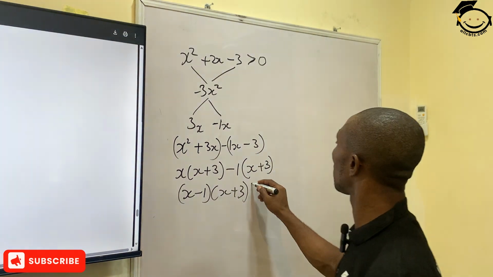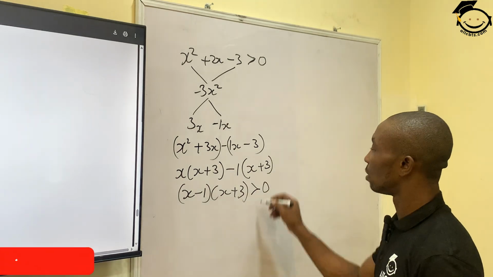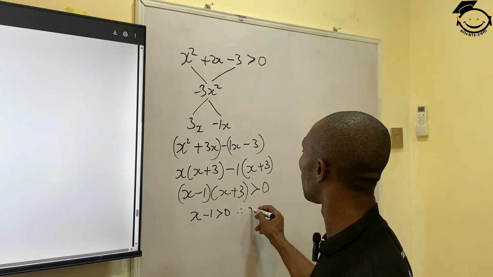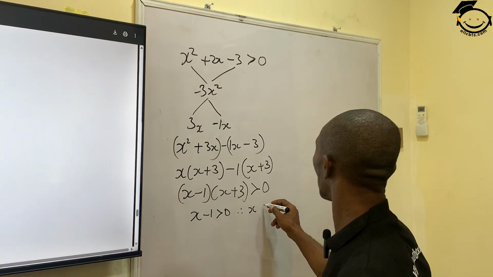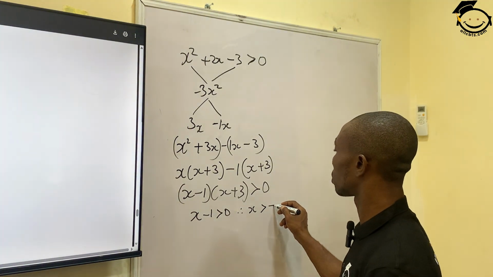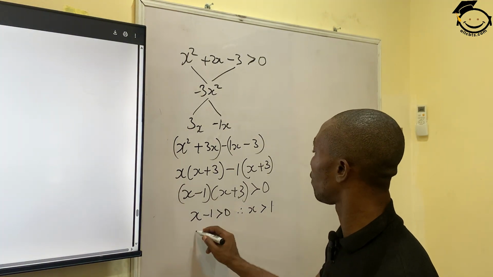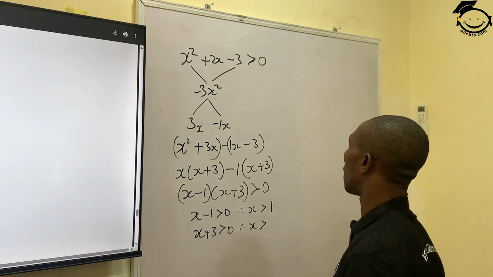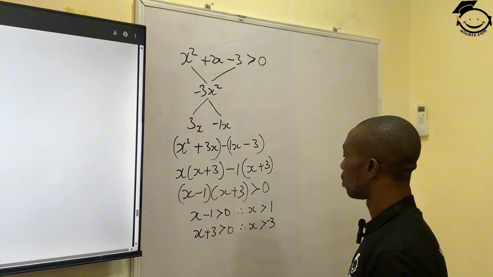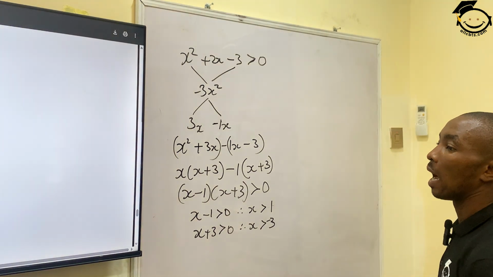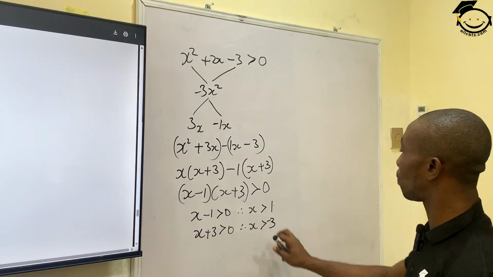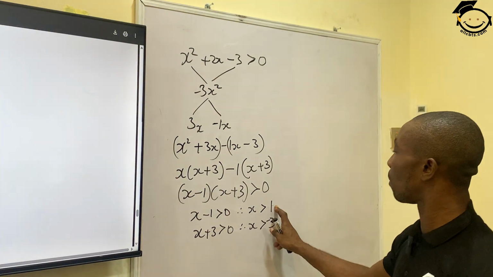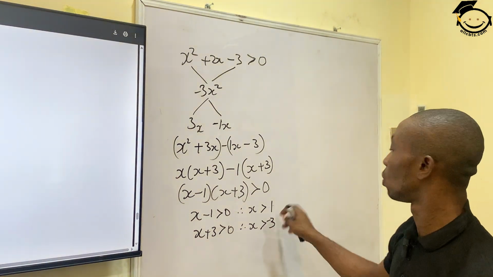Now back to our sign, greater than 0. So x minus 1 is greater than 0. So therefore, x is greater than 1, and x plus 3 is greater than 0. So therefore, x is greater than minus 3. Having done that, we know that our critical points on this graph will become 1 and minus 3.